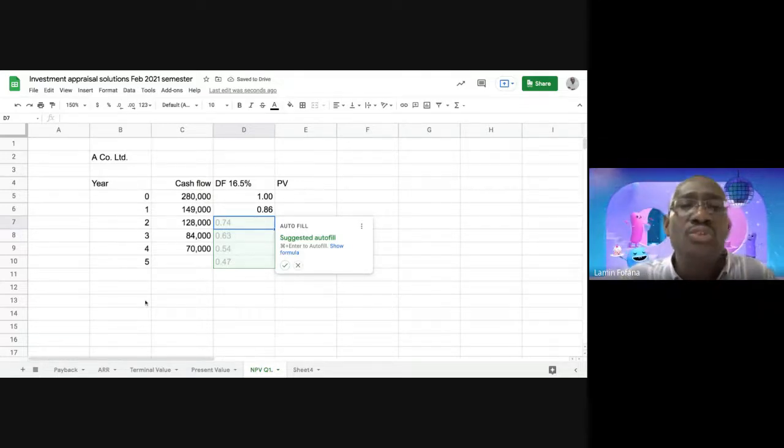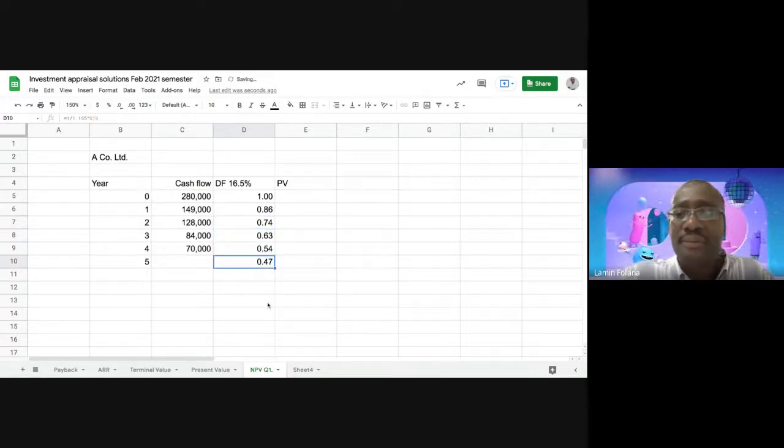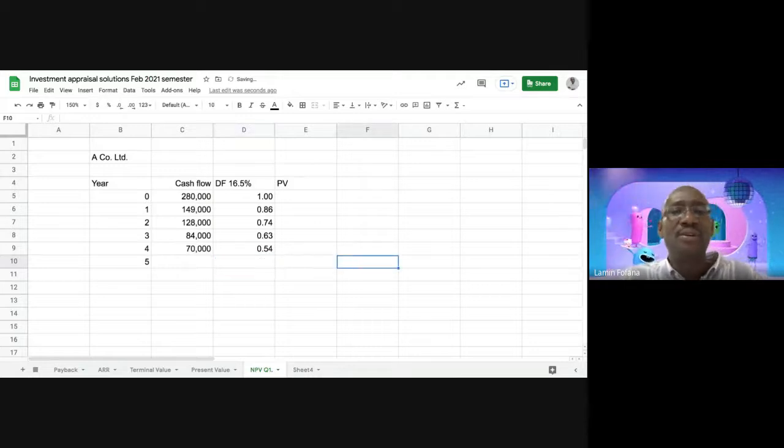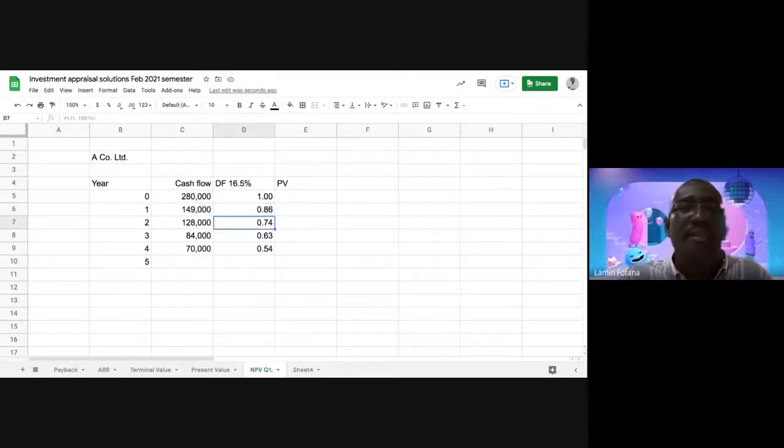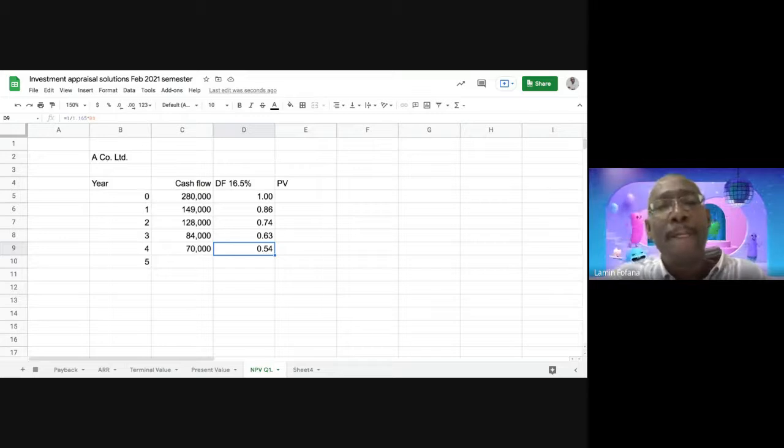Okay, so once you do 1, it's going to ask you for an autofill. So yes, we'll accept autofill. Okay, but not for year 5. So this is what we have to 2 decimal places. The first one should be 0.86, 0.74, 0.63, and 0.54. Is that clear? Because I think the question asks us to take it to 2 decimal places.